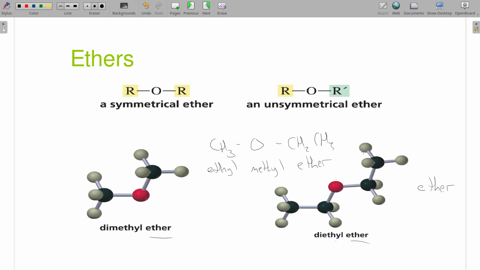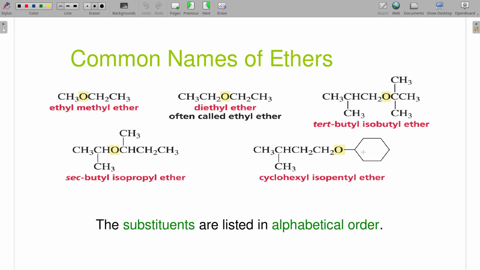And typically on those common names, when we have those 2 different ones, we do actually list those 2 substituents alphabetically. But you will find on common names, that's not a hard rule. It's perfectly likely to find this listed as methyl ethyl ether. All right, but those are common names. And this is just some other examples of it, but it is all common names as if we're naming these guys as substituents off of an oxygen. Methyl ethyl, ethyl and ethyl.